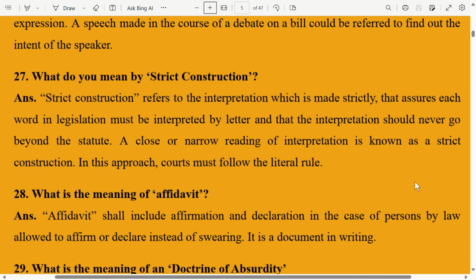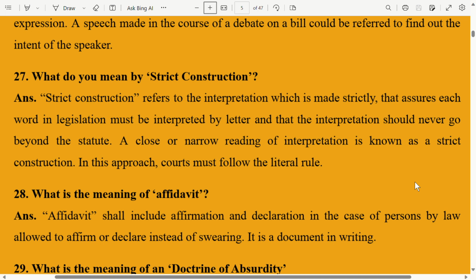Strict construction refers to the interpretation which is made strictly, that is, each word in legislation must be interpreted by letter, and that interpretation should never go beyond the statute. A close or narrow reading of interpretation is known as a strict construction. In this approach, courts must follow the literal rule.